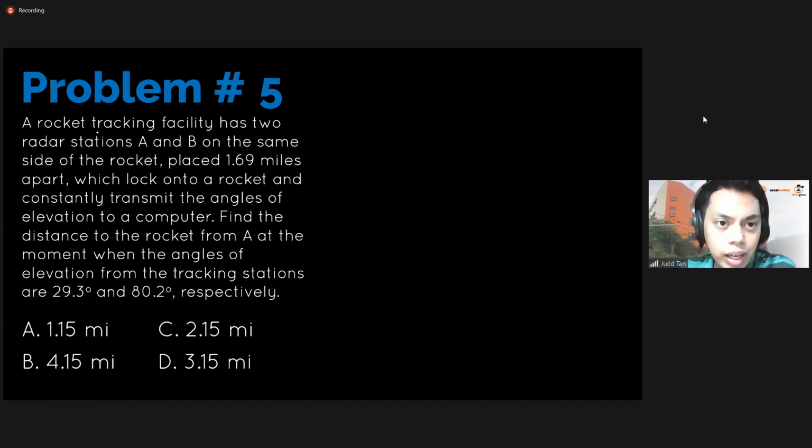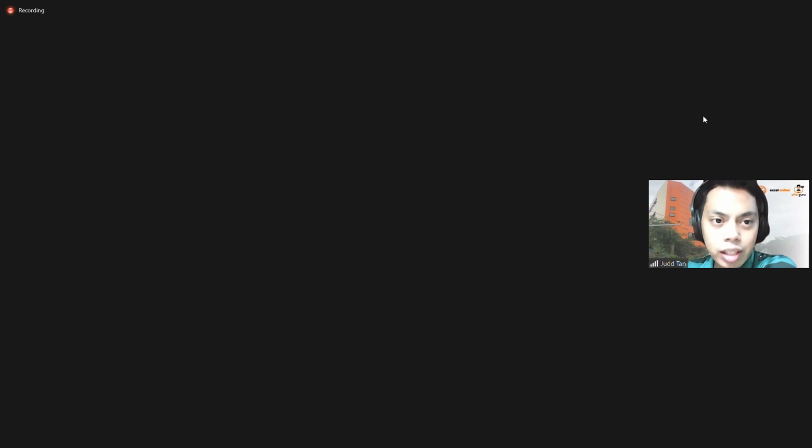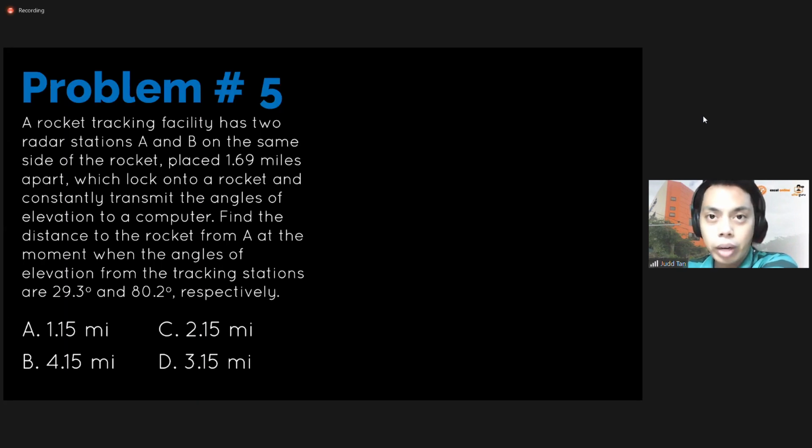A rocket tracking facility has two radar stations, A and B. Nagtatrack sila ng rocket, no? Rocket. So these two stations are placed, ayun na naman tayo, no? Are placed 1.69 miles apart. Okay? So let me draw, no?